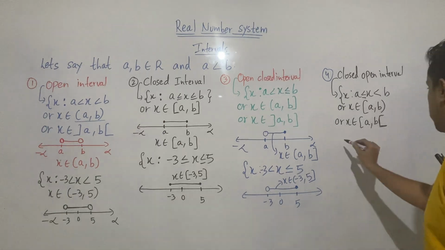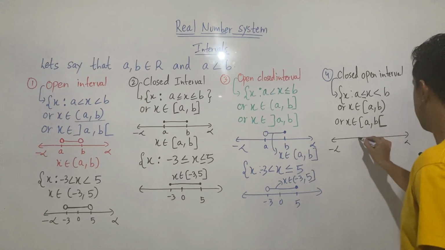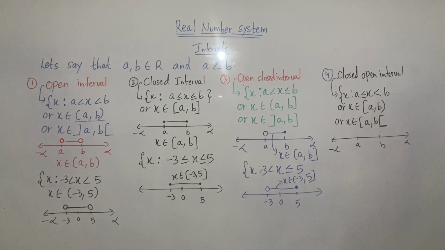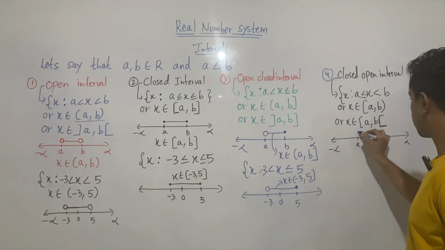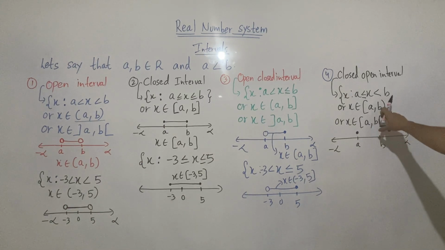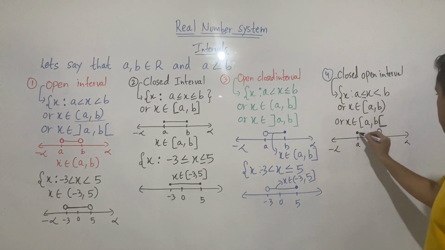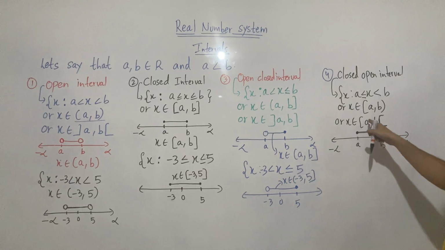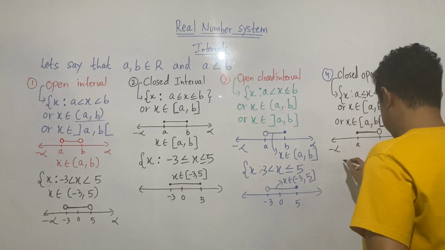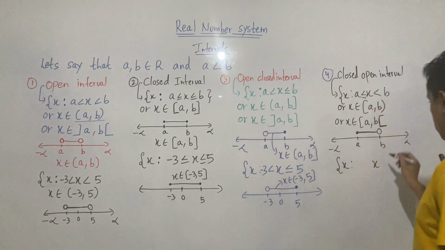This bracket. So if I have to represent it on the number line, this is -infinity, infinity, this is A, this is B. So here A is included, right? So here I will just use the solid dot, and here B is not included. We have an open bracket on B, so here hollow. So this represents the closed open interval AB.